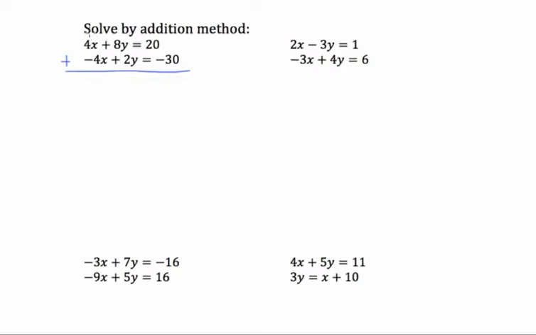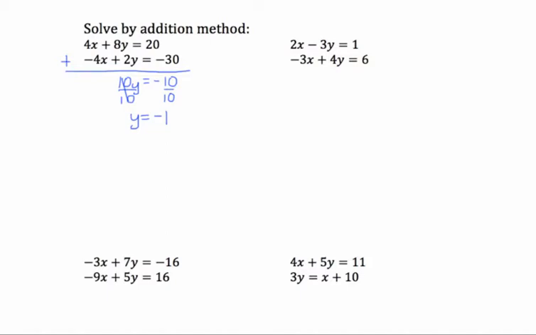So when I add them together, 4x minus 4x is nothing, gone. That's what I want to happen. 8y plus 2y, 10y. 20 and negative 30 is negative 10. I can just solve for the y. This problem is set up perfectly for addition method.